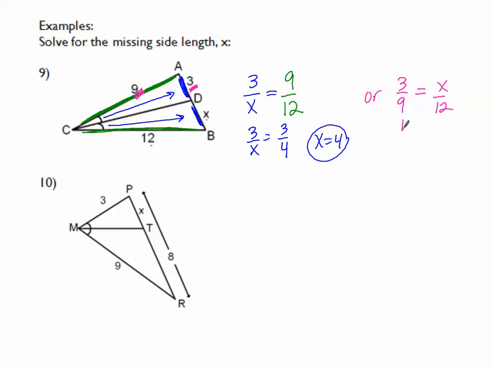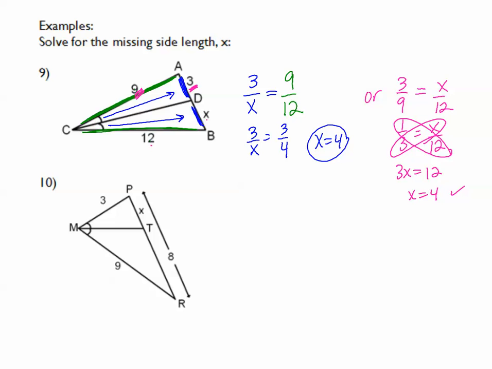Well, first of all, 3/9 reduces to 1/3. And now if we cross multiply, 3x equals 12. And dividing by 3 gives us x equals 4, just like we did the first time. Why don't you try this next problem, pause, and come back, see how you did.